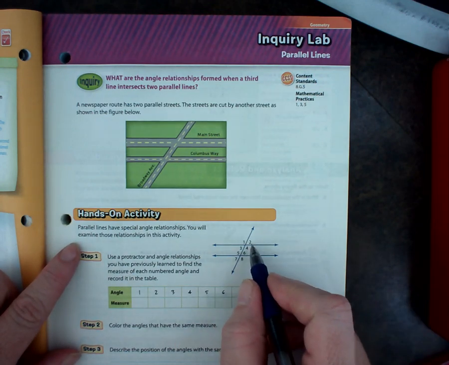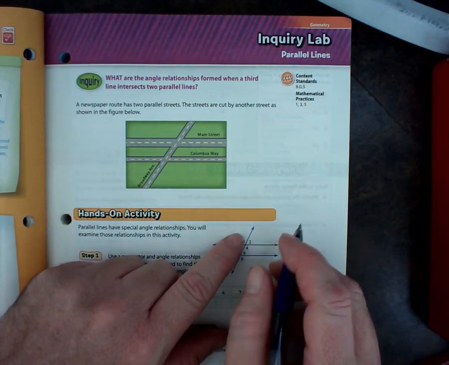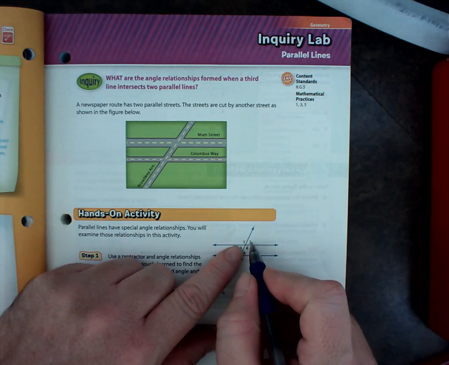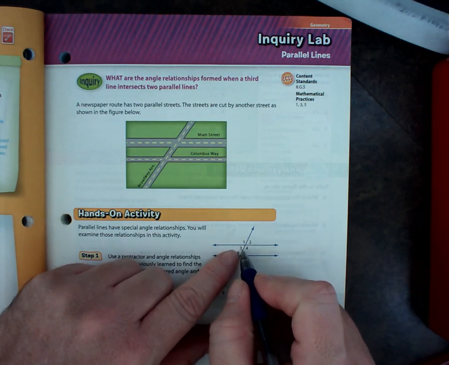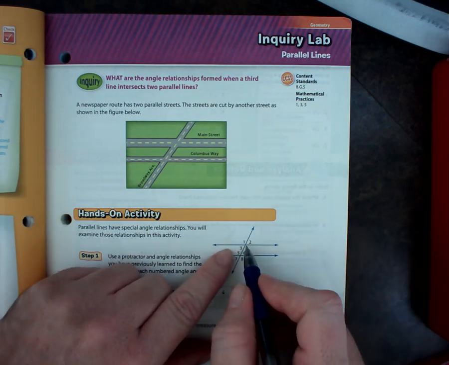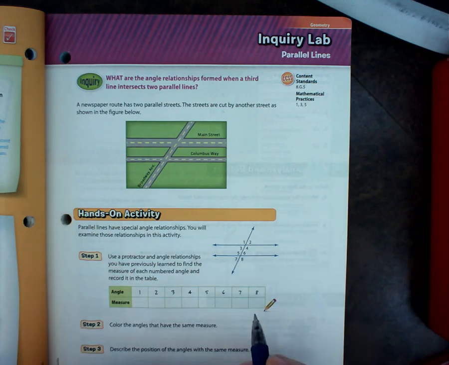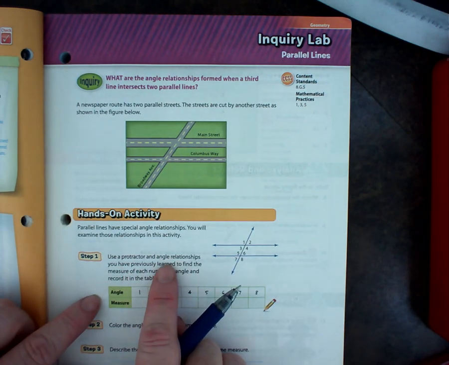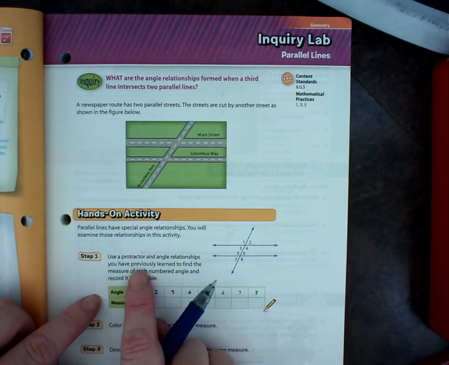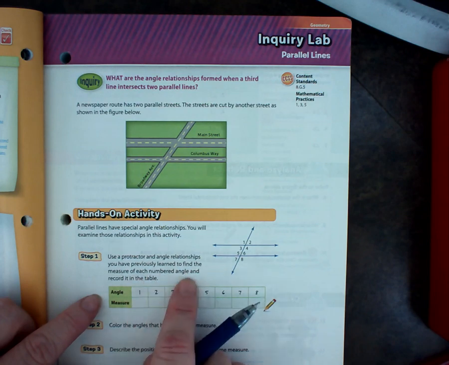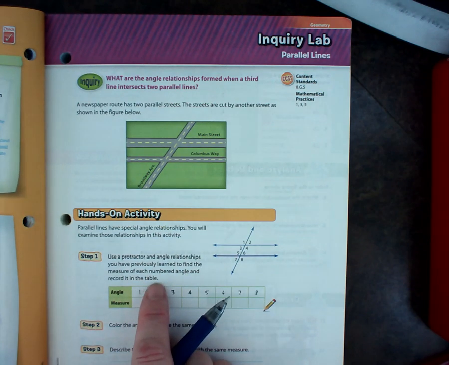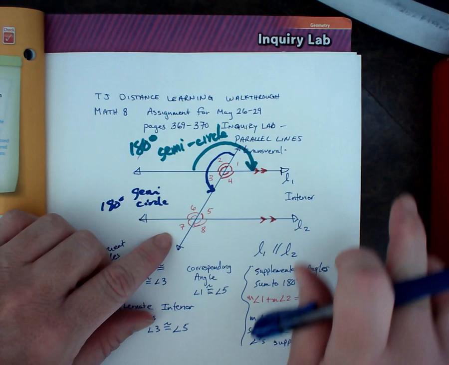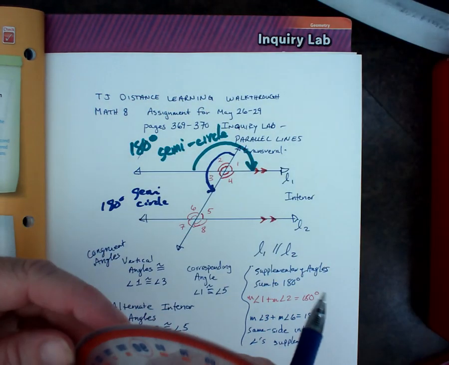We have 1, 2. So now I don't like how they did this because I like to start 1, 2, 3, 4, so I keep it the same as the quadrants, but they've changed the number system. So you can use a protractor and angle relationships. You have previously learned to find the measures of each numbered angle and record in the table. Now I'm going to go back to this big one because I'm going to show you how to use your protractor.